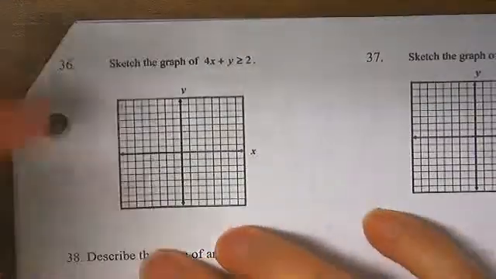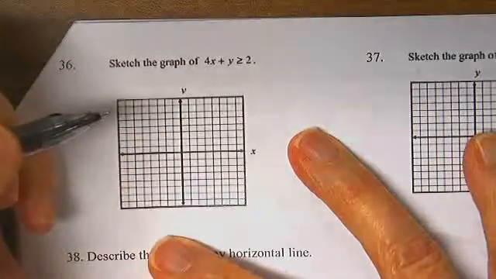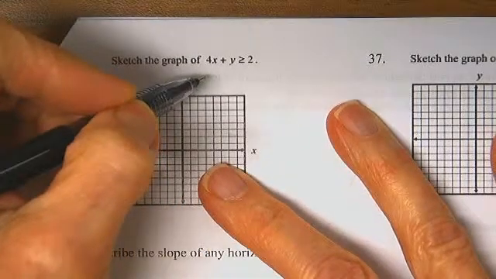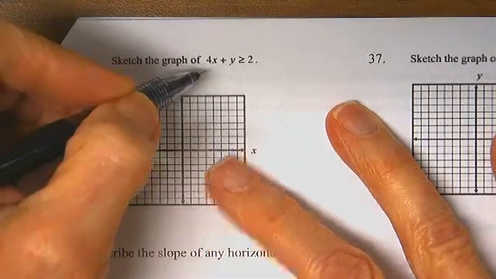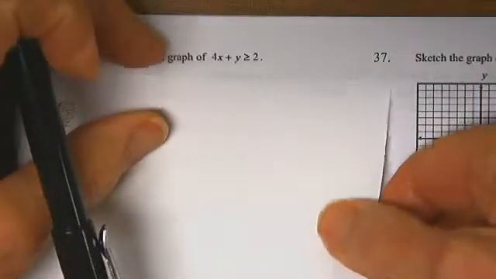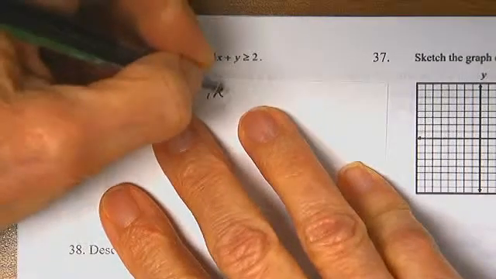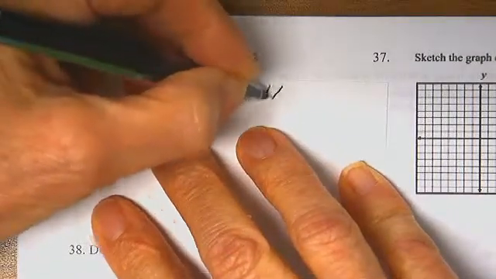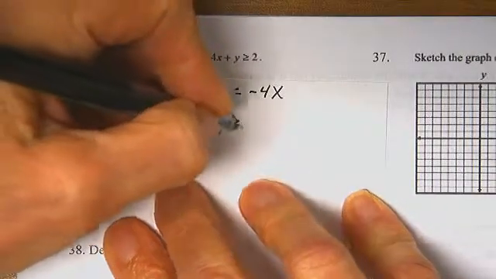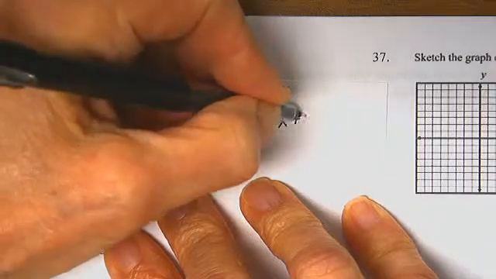Sketch the graph of 4x plus y greater than or equal to 2. I want this in slope-intercept form. That will make it so much easier. So I subtract 4x from both sides. That gives me y greater than or equal to negative 4x plus 2.